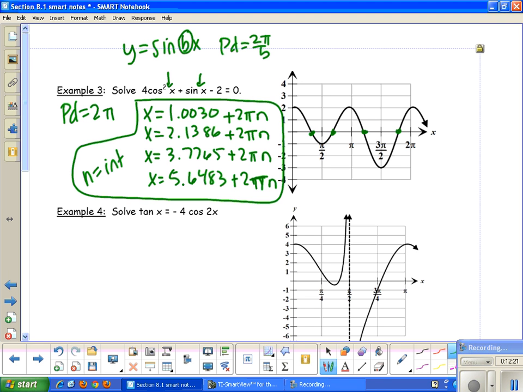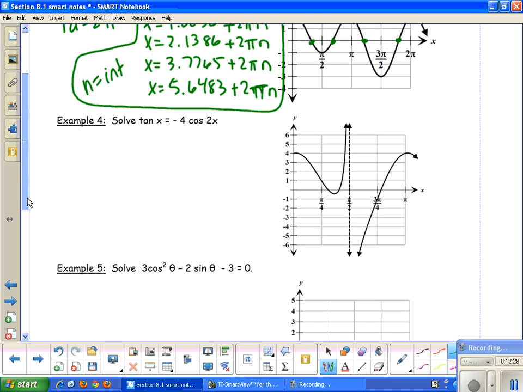Now, what I want you guys to do is to go ahead and do example 4 and example 5 on your own. So just to help you out for example number 4. Remember, first you want to set it equal to 0. So I took this to the other side by adding it. Now that I have that, this one's a little bit different.